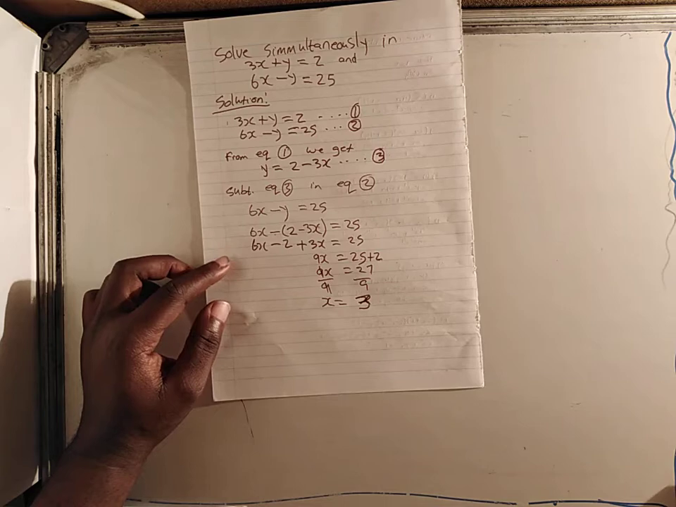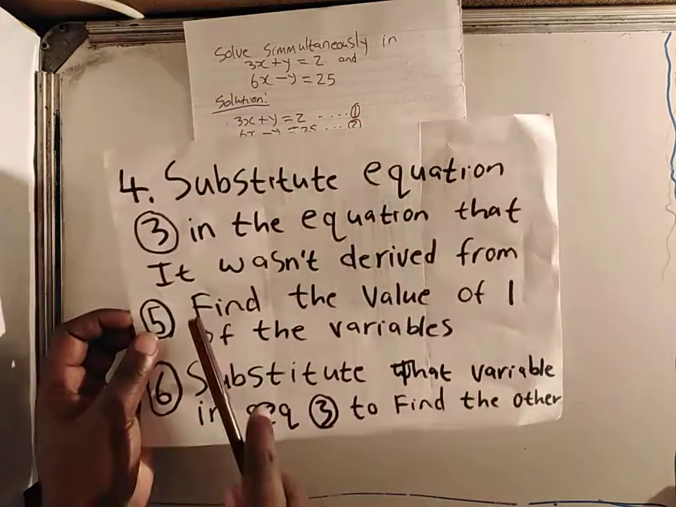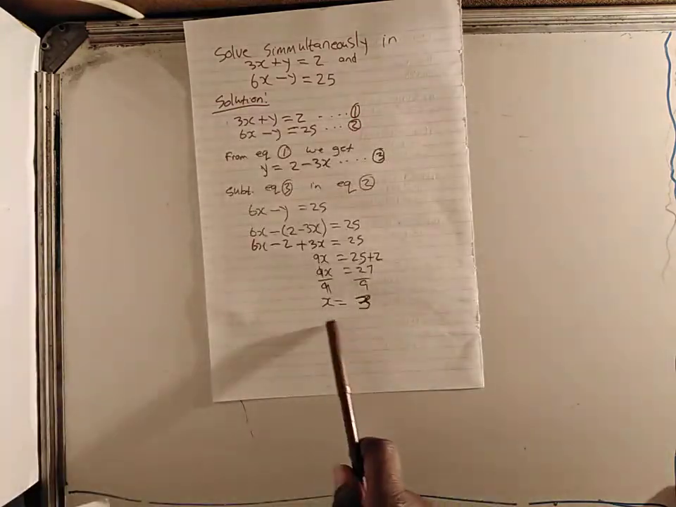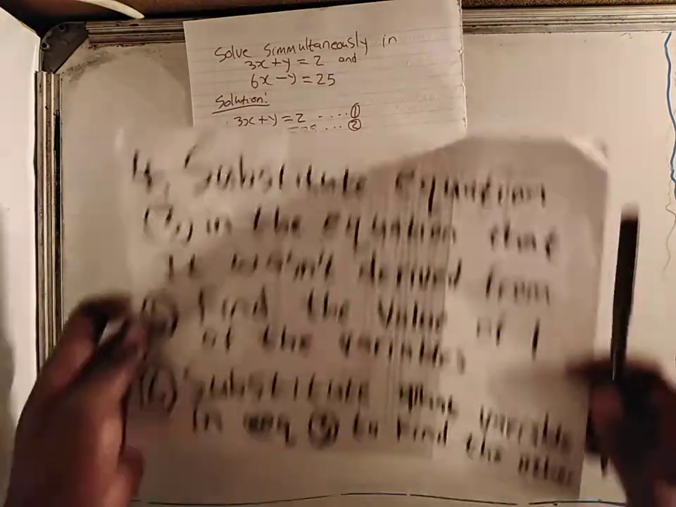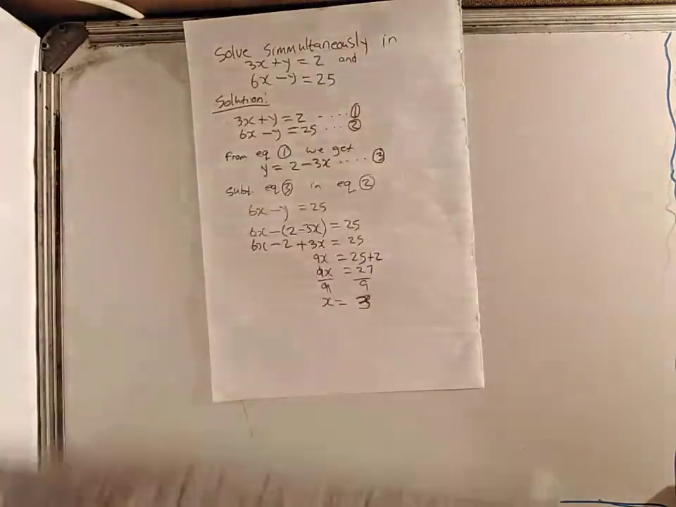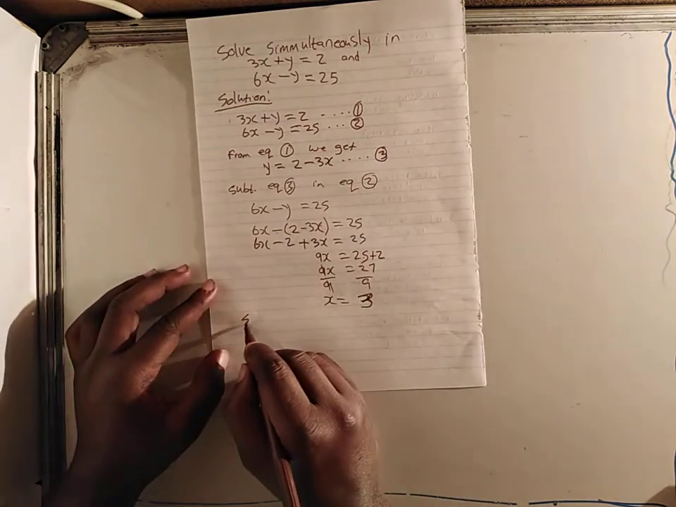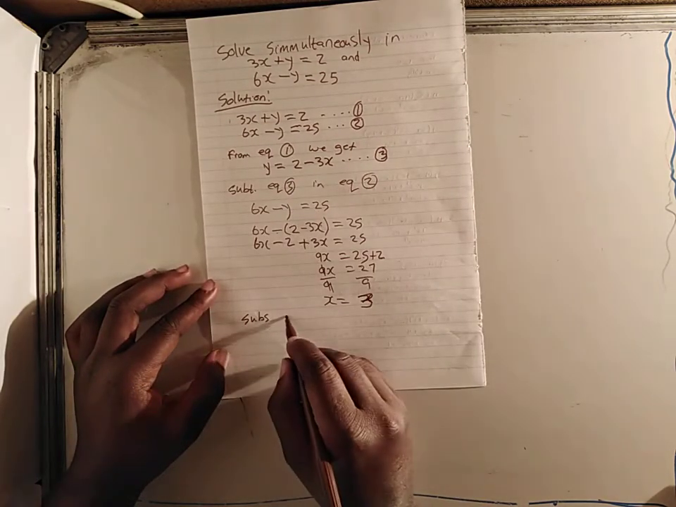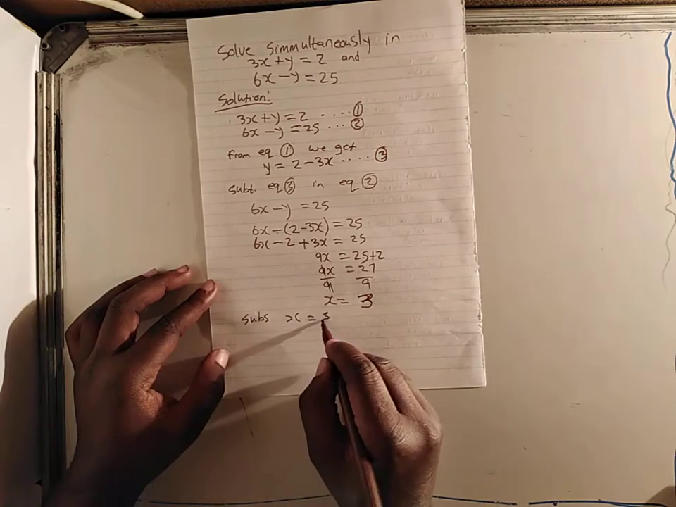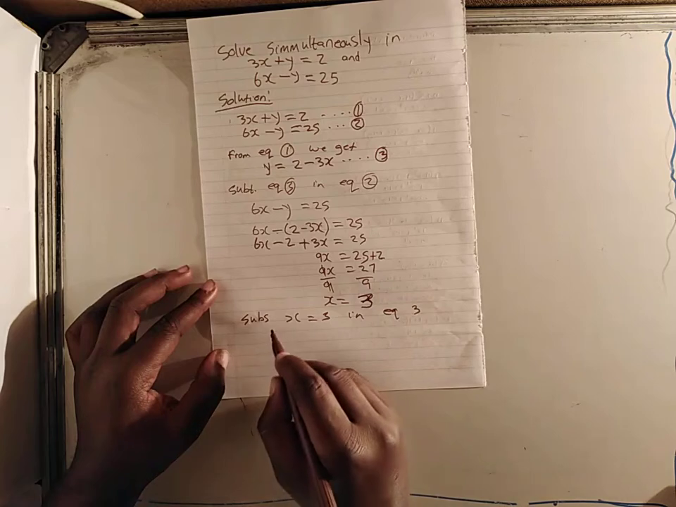Right, so now this was step number 5, where you were supposed to find the value of one of the variables. One of the variables is 3. Now what is the last step? Substitute that variable in equation 3 so that you can find the other one. Okay, where is equation 3? Here is equation 3. So substitute x, which is equal to 3, in equation 3. So how do we do that?